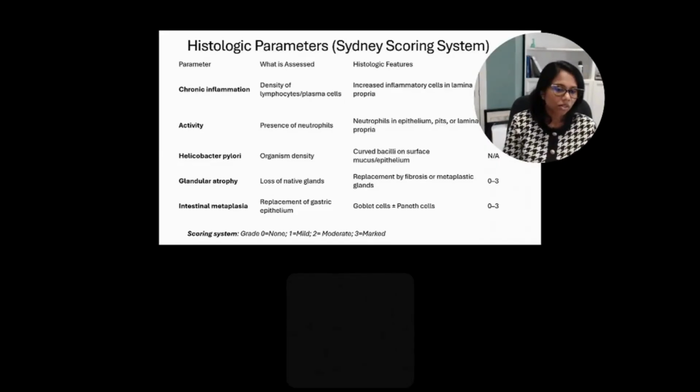You can comment on the density of the organisms. However, they tend to be in abundance, and when they're infrequently there, you can say it, but I don't typically say mild, moderate, severe, or give it a score. And going back to the destructive features that may occur within the mucosa of the stomach, it's important to comment on the replacement of the normal native glands by, say, fibrosis or metaplastic glands, and also the replacement of the normal gastric epithelium with intestinal metaplasia.